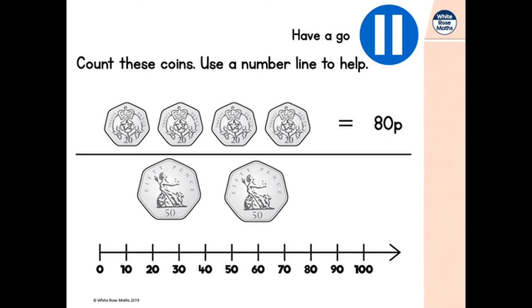Okay, well I only have two 50p coins, so again I'm going to use the number line and find 50 and then count on 50. Wow, that's 100p. And even though I only had two coins, the value is more than the four 20p coins. Interesting.